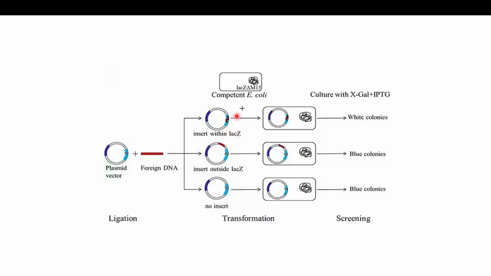If the foreign DNA is inserted within the lacZ, then functional beta galactosidase is not there. White colonies will be produced. If it has been taken up and inserted, but not at the correct site, or outside the lacZ position, then there will be blue colonies. Or if it hasn't been taken up at all, then also it will give us blue colonies. So only the recombinant ones can be chosen from all these colonies.